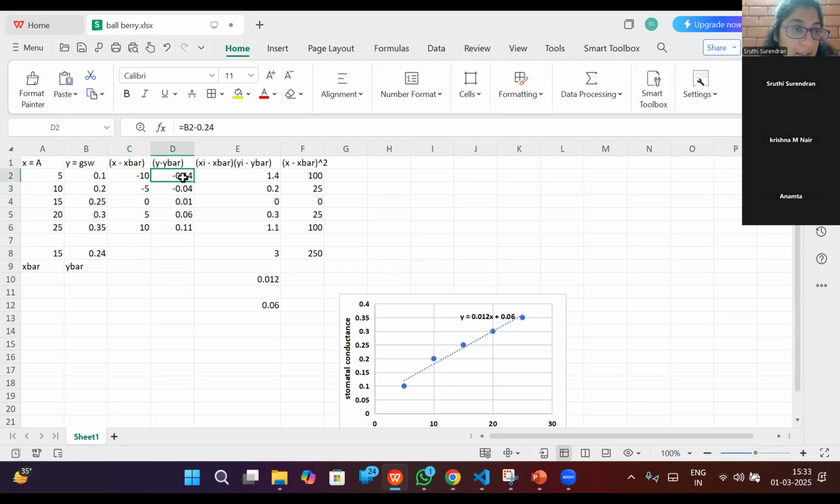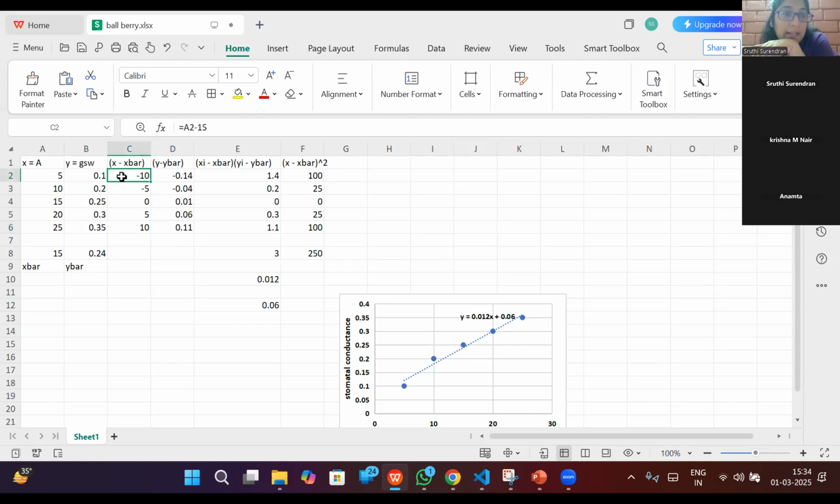In the same way, we will find y minus y bar, which is 0.1 minus 0.24, 0.2 minus 0.24, 0.25 minus 0.24, 0.3 minus 0.24, and 0.35 minus 0.24. So this is how you find x minus x bar and y minus y bar. I think the mistake one of you made is you found the slope for each of the points, which is not necessary. The slope value and the intercept value will be just one value for one line. But we are getting that one line from a number of points.